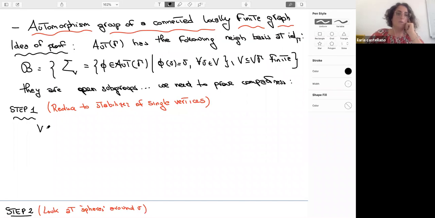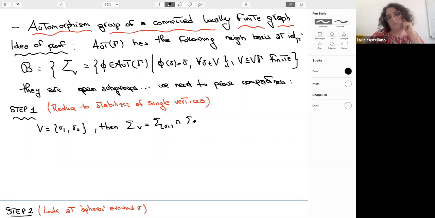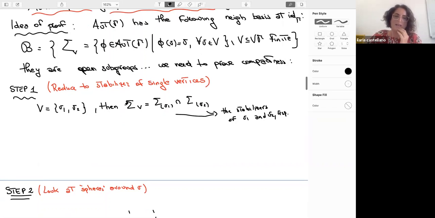But let's suppose that V is equal to V1, V2, then sigma V is nothing but sigma of the set V1 intersected with sigma of the set V2, where these two are the stabilizers of V1 and V2 respectively. Okay, so this means that the pointwise stabilizer of a finite set of vertices is the intersection of the stabilizers of the single vertices.